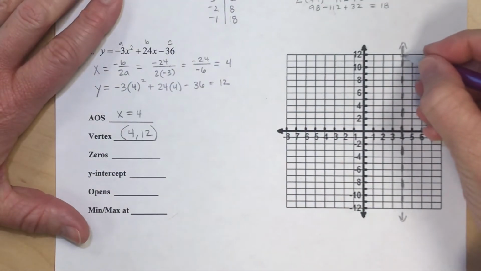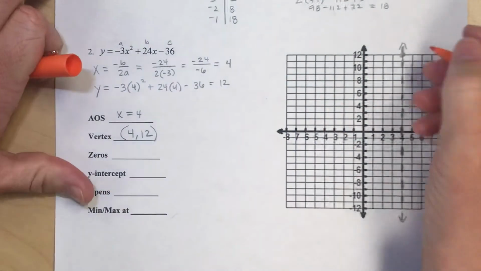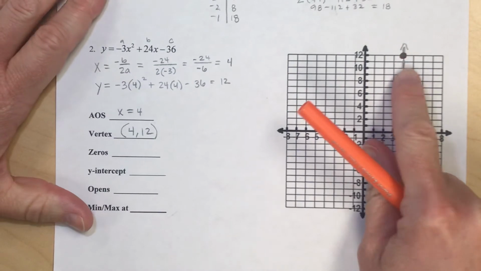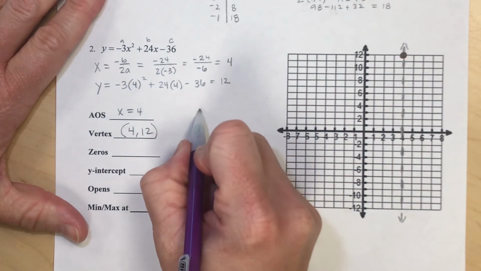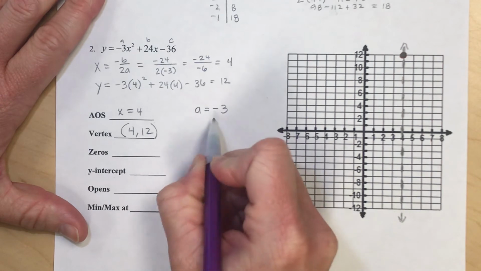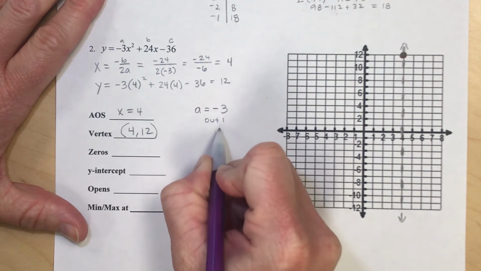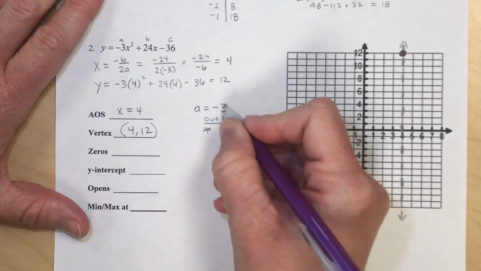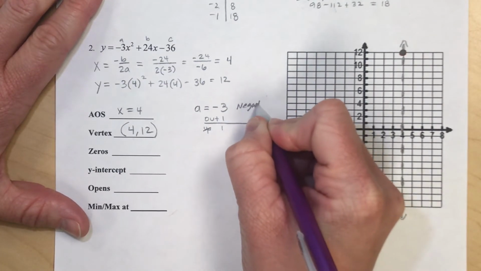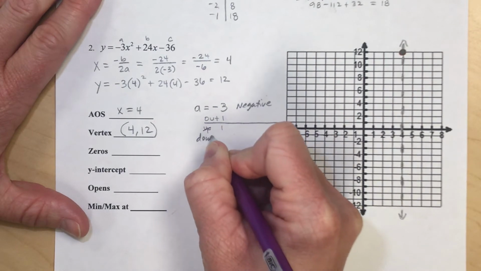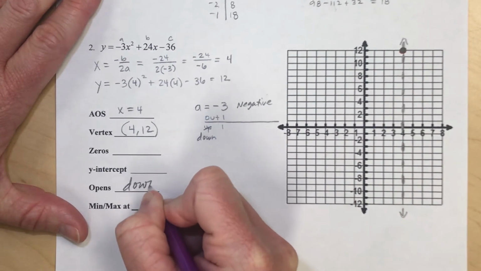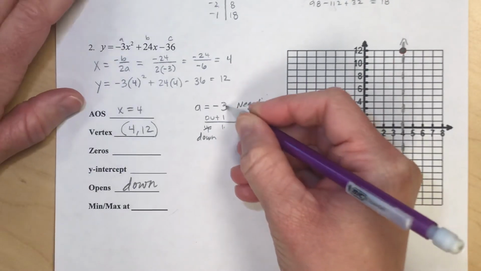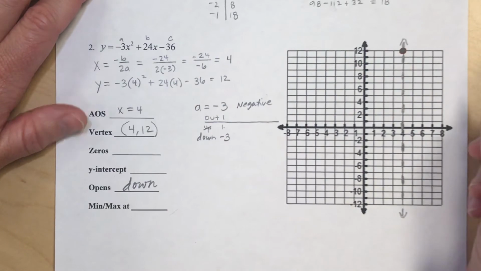And notice how my graph this time does go up to 12, so it looks like I was aware of that when I made my note sheet. So there's my 4, 12. Now, my a is equal to -3. So if I normally go out 1 and up 1, in this case, because this is negative, we're going to go down instead. And instead of down 1 normally, I'm going to multiply that by -3.